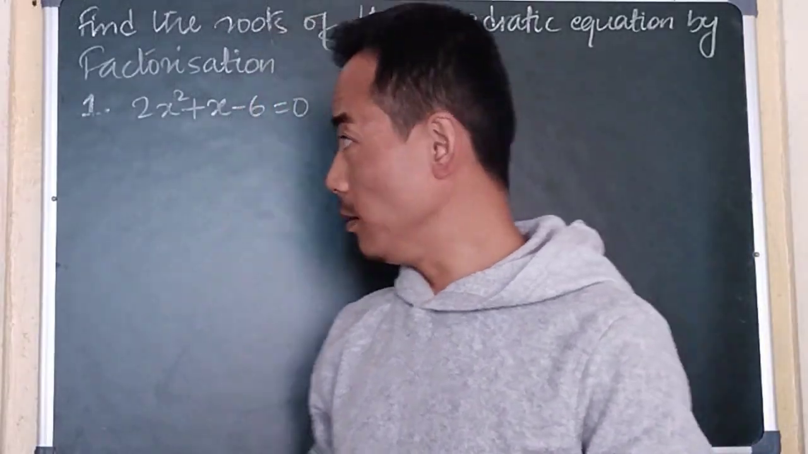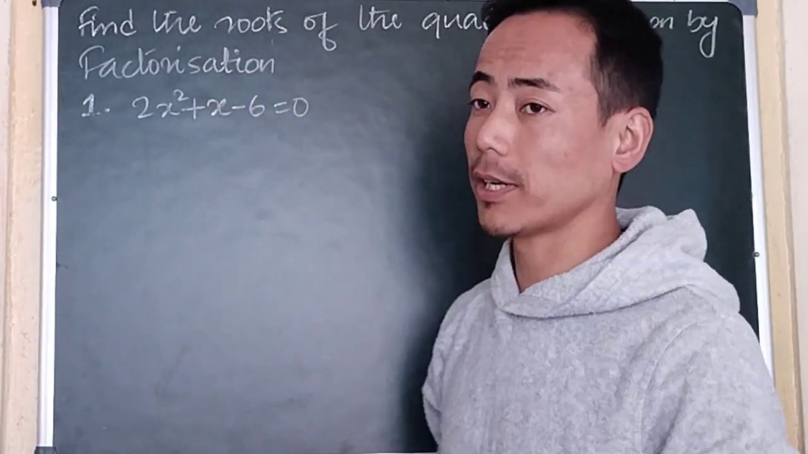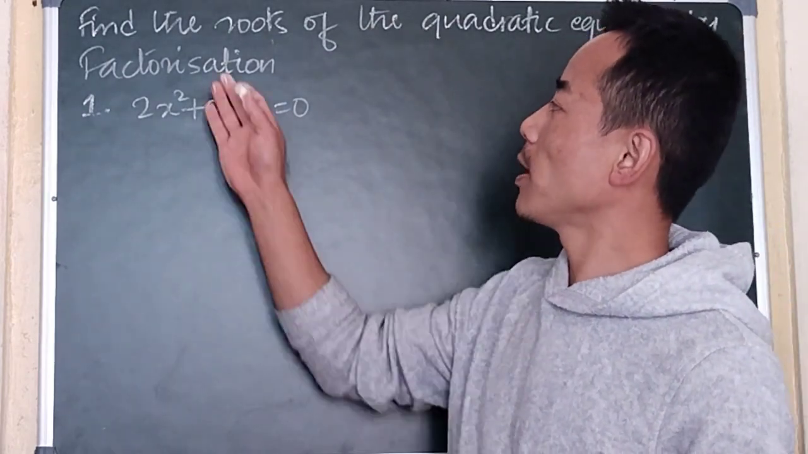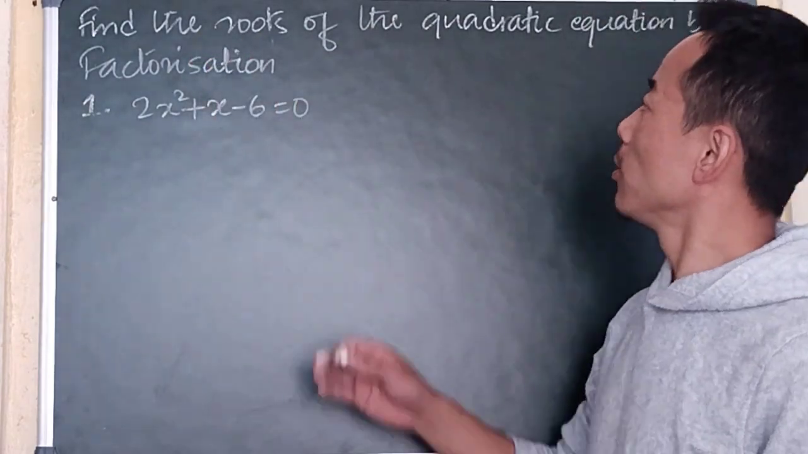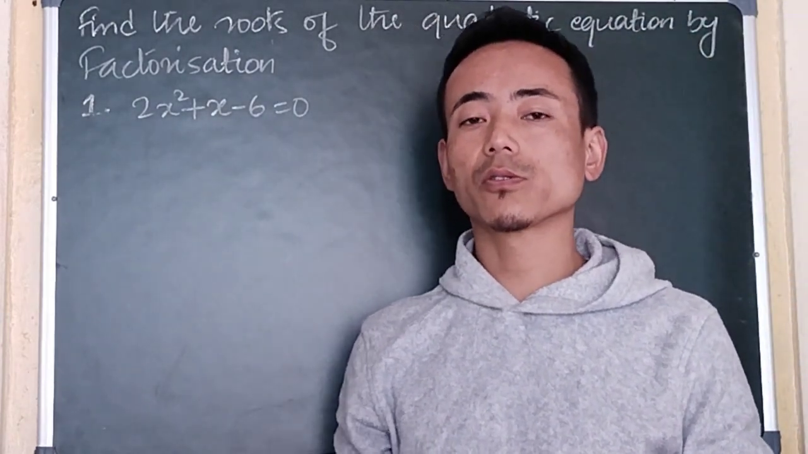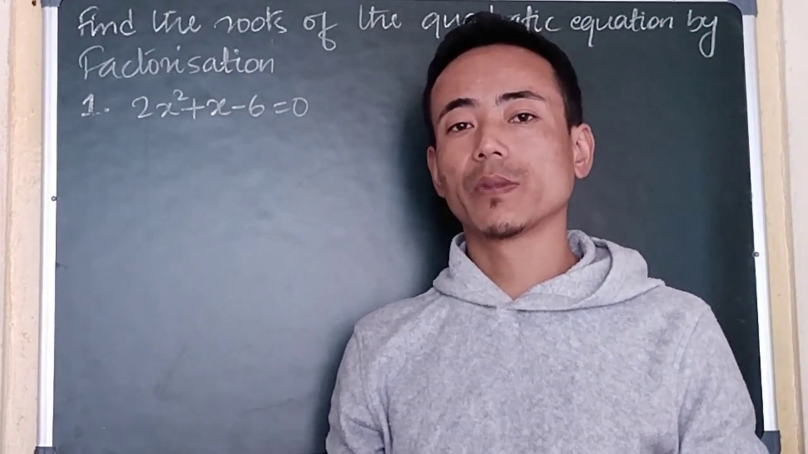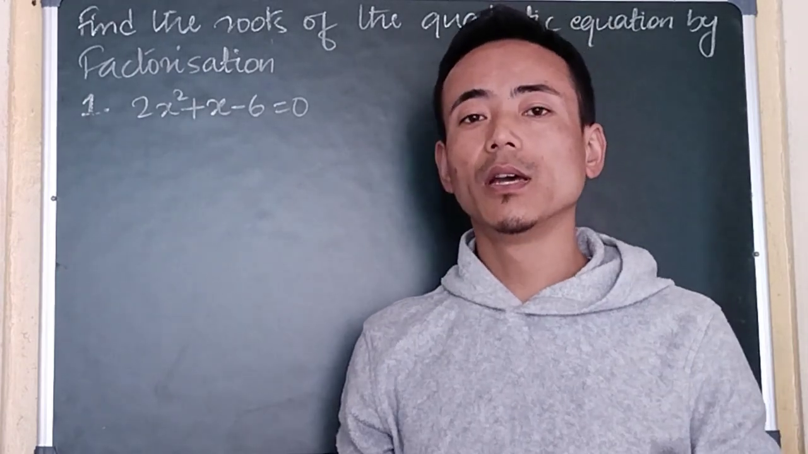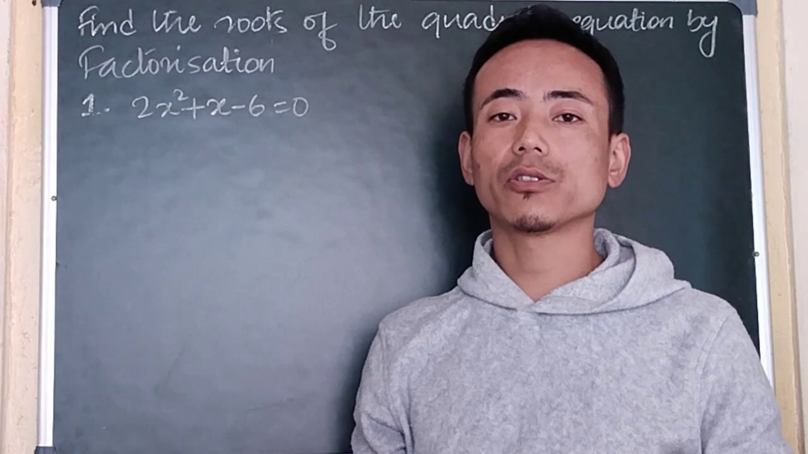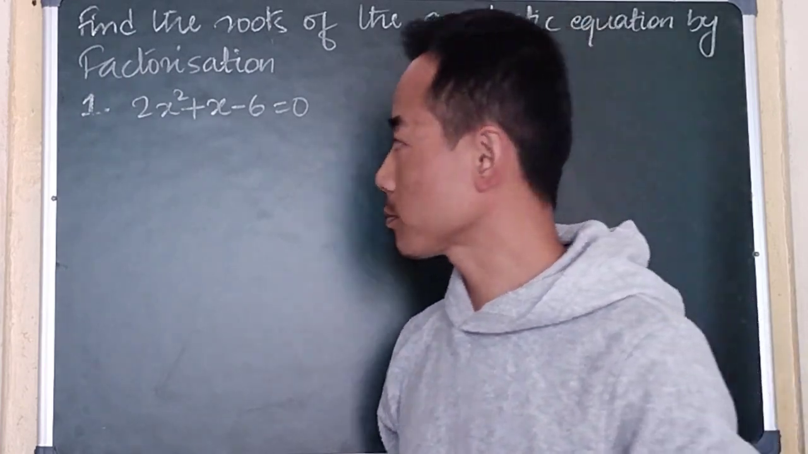This is the method of factorization. So here I have taken one question. What we have to do is find the roots or the solution of the quadratic equation by using the method of factorization, which we also call middle term breaking. So this is the basic method of solving a quadratic equation. So let's learn how to do factorization of a quadratic equation.